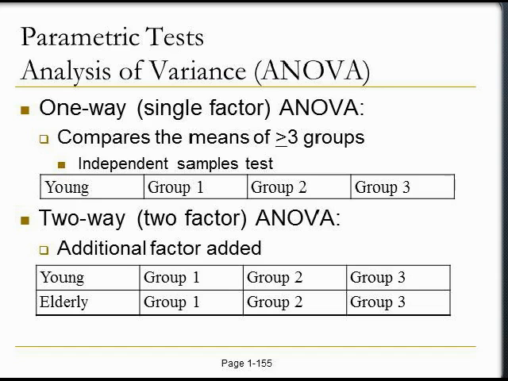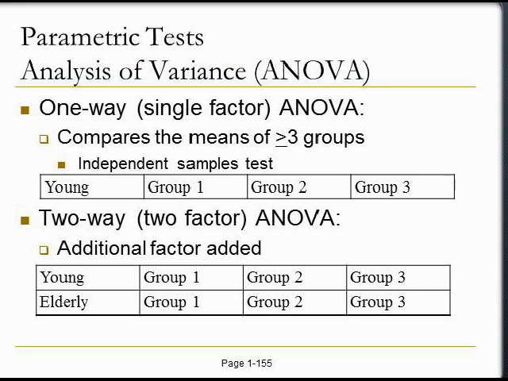Okay, so one way ANOVA, the easiest and the most commonly employed ANOVA, compares the means of 3 or more groups. Okay, so again, that example of U.S. versus Canada versus Mexico, that would be the way in which we would compare the averages or the means of those 3 groups. And so this would be an extension of an independent samples t-test.